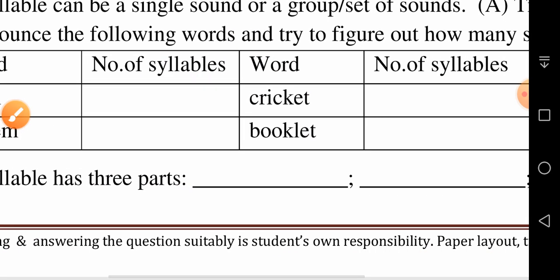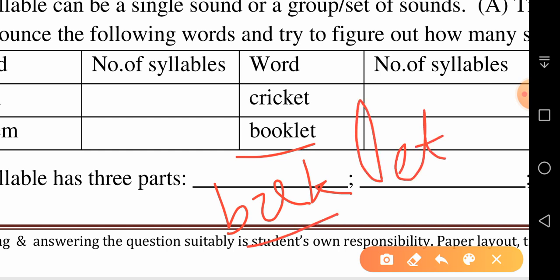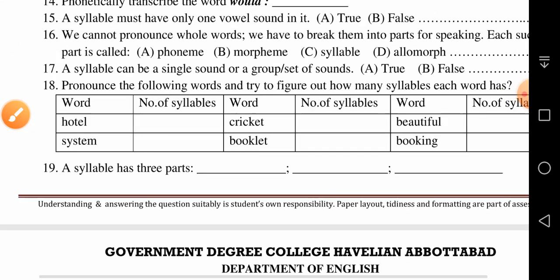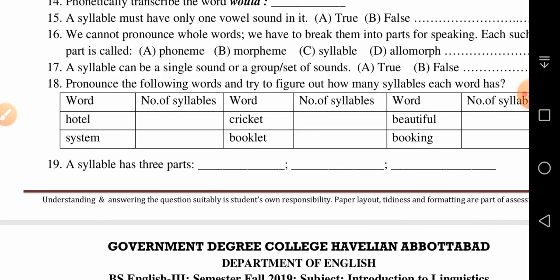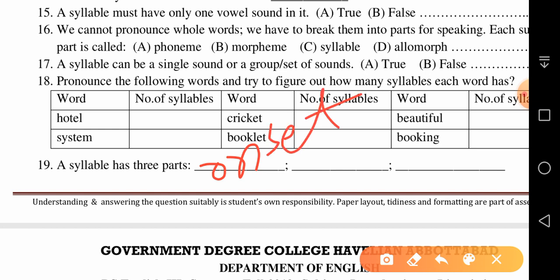Now the last one is booklet. So it's quite clear. Book, let, booklet. So two syllables. So here is the syllable boundary. Okay, so the last quiz on this page is: a syllable has three parts. There are three parts: onset, then in the center we have nucleus, and at the end we have coda.